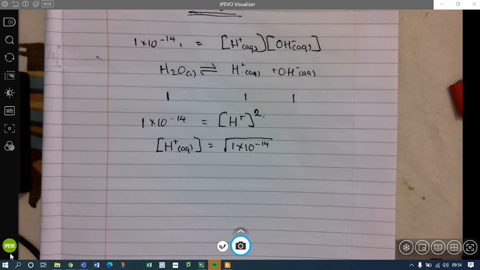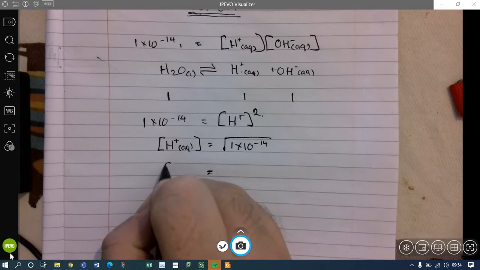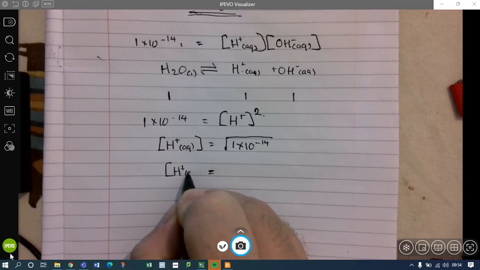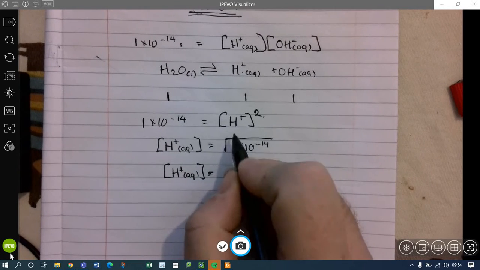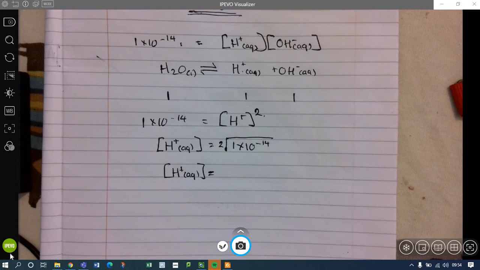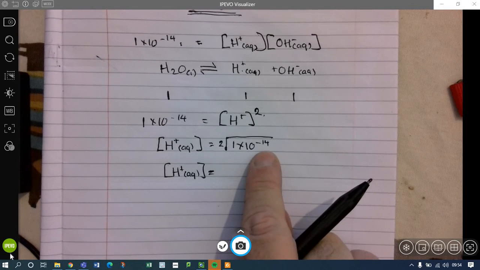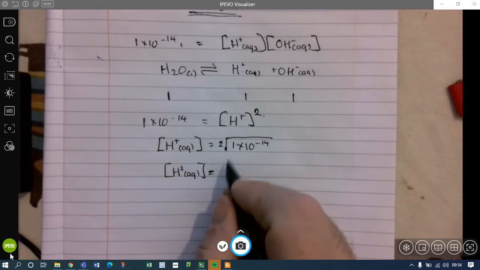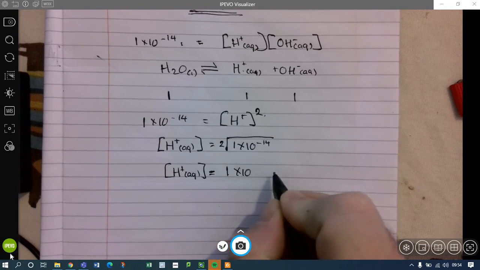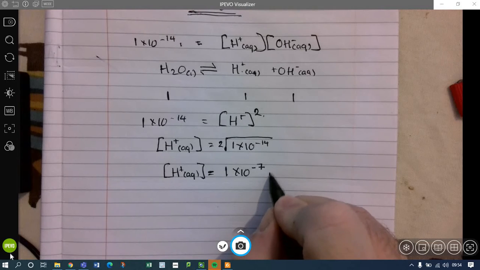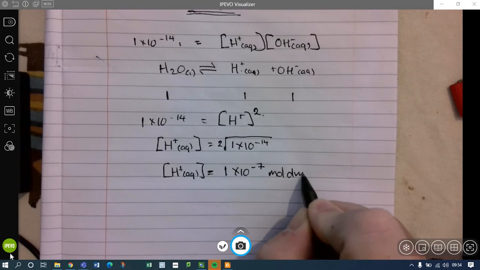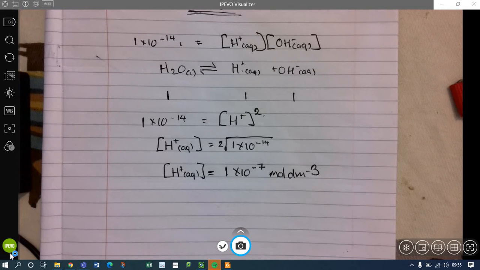So the concentration of H plus ions is equal to the square root of 1 times 10 to the minus 14. Now if you're square rooting a number, it's the same as dividing that power by 2. So what you end up with is 1 times 10 to the minus 7 moles per decimeter cubed. So we now know the concentration of H plus ions.